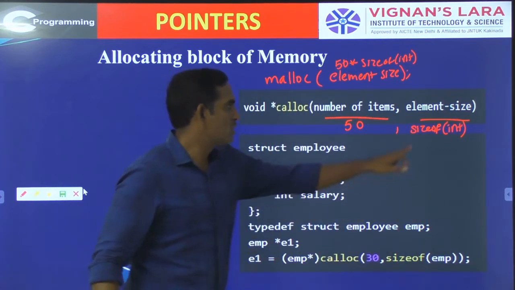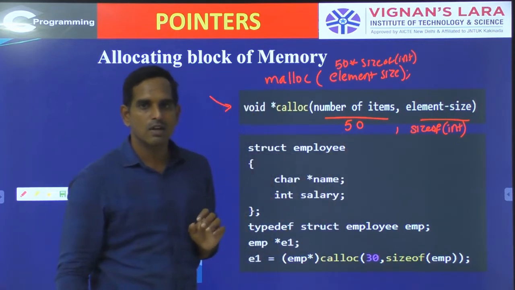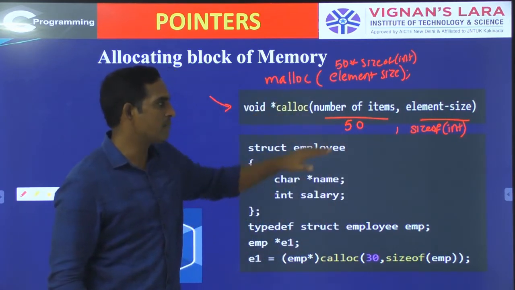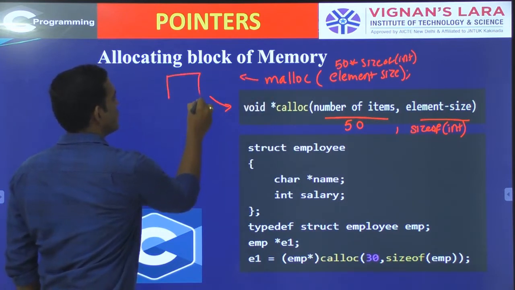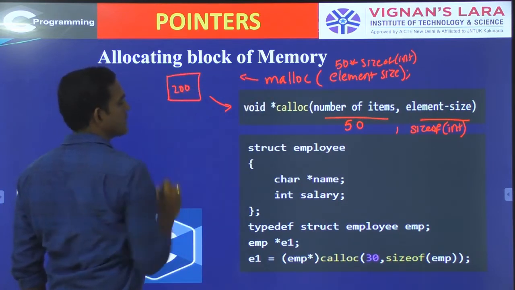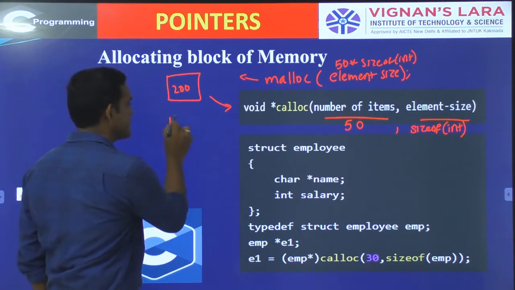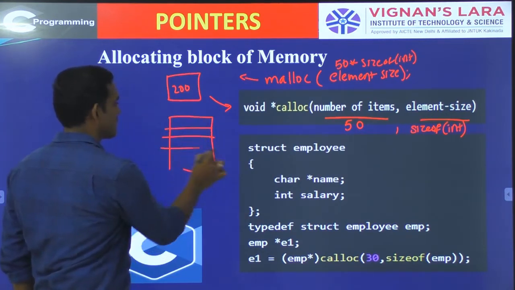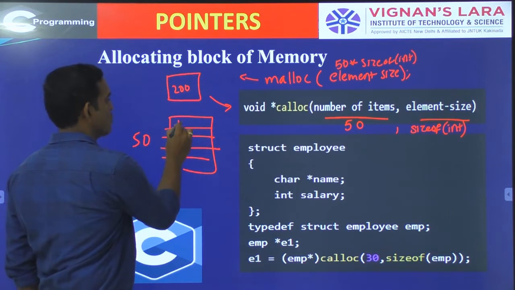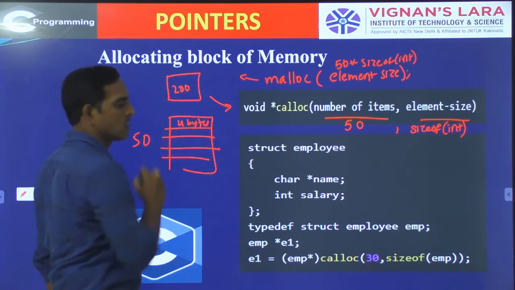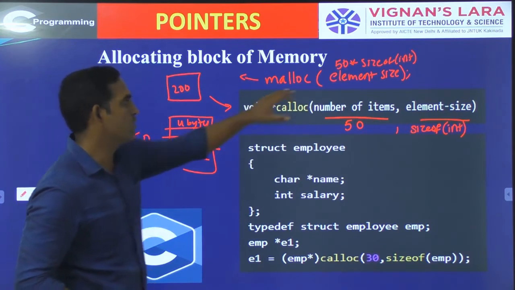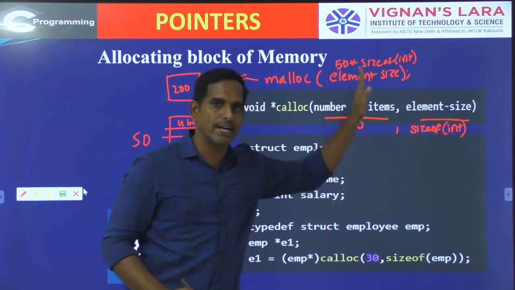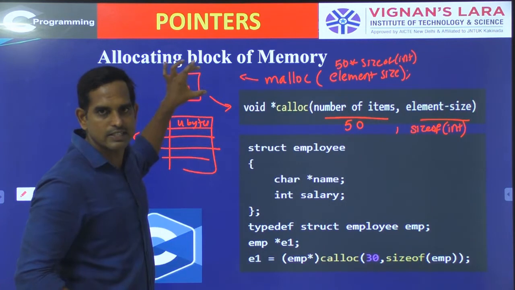That is, I want 4 bytes element size. What is the difference between malloc and calloc? In malloc, we will be getting a 200 bytes block. In calloc, we will be getting 50 blocks of 4 bytes. Here we will be getting 50 into 4, 200 bytes, present in a single block.